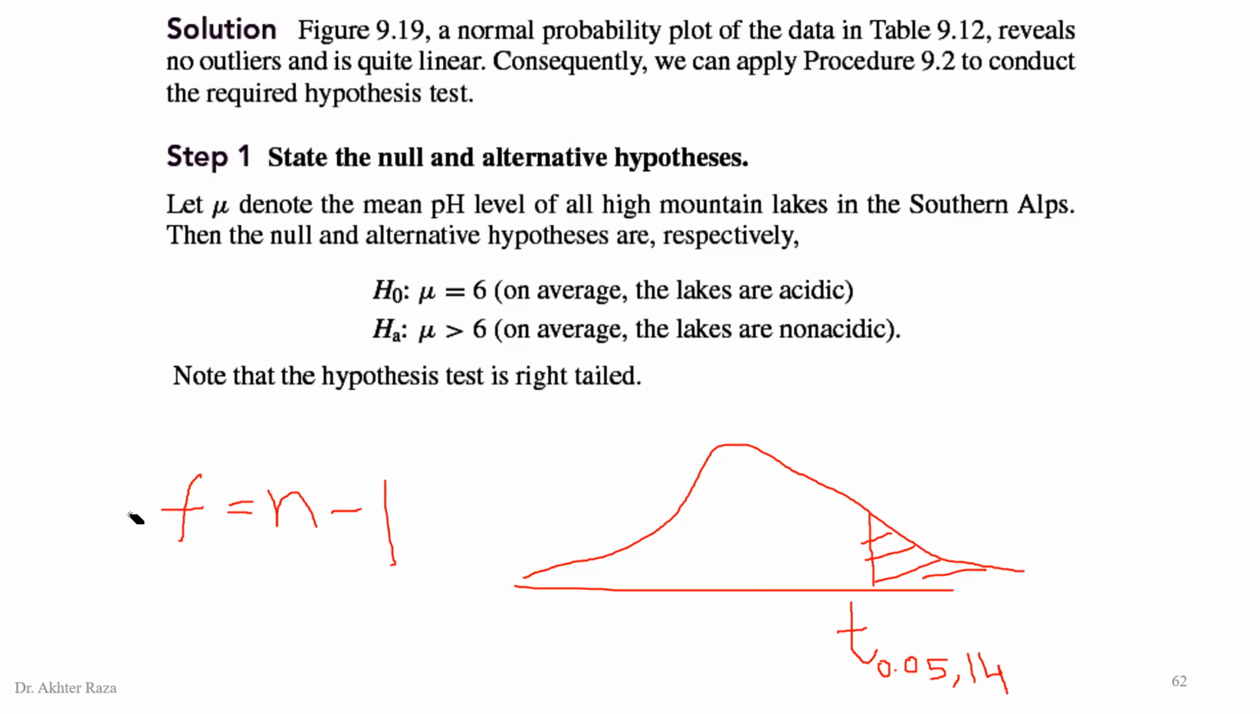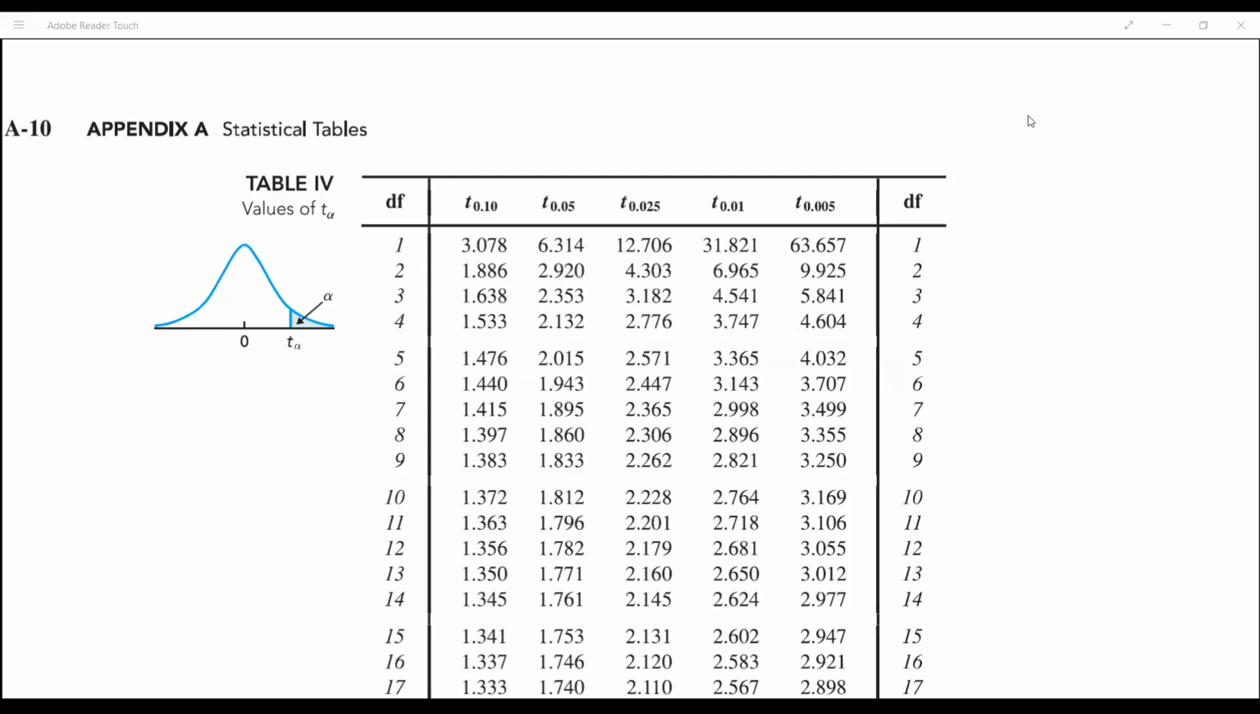df is represented by the symbol nu. This is not mu, this is nu, N-E-U. Now I am opening the T table and obtaining this number from the T table. Now we need degrees of freedom. Degrees of freedom is 14, so this row is to be considered.